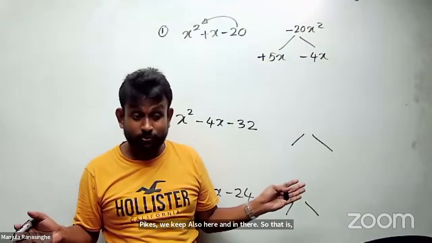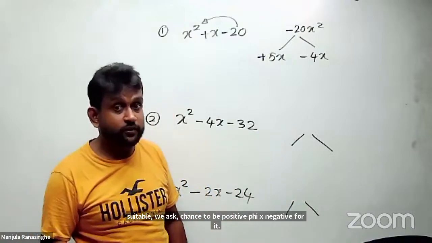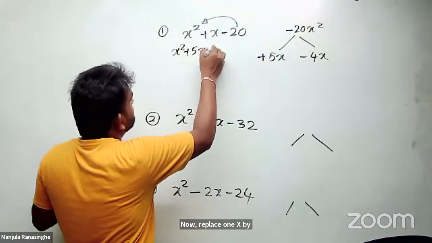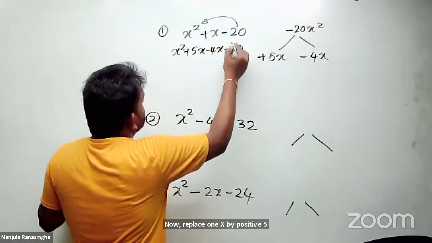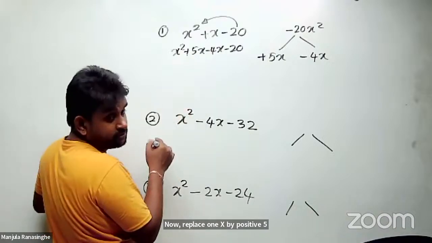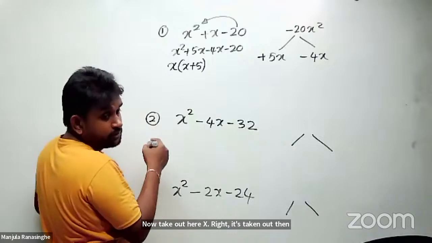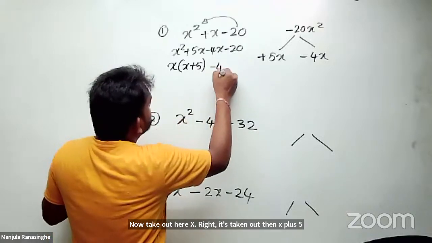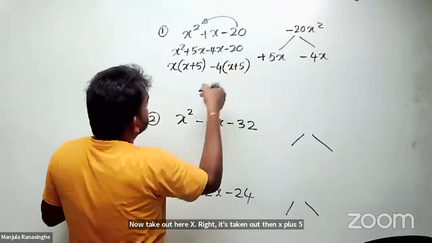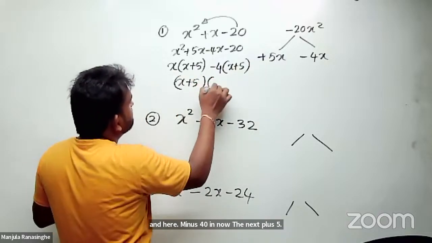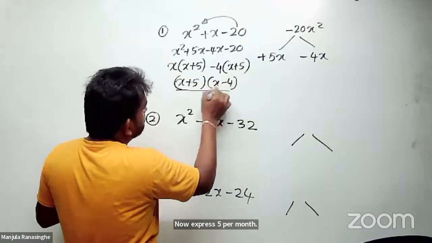Positive 5x, negative 4x. Now replace 1x by positive 5x, negative 4x, negative 20. Now take out x here, then x plus 5, and here minus 4 taken out, then x plus 5. Now x plus 5 is common, and here x is there, minus 4.